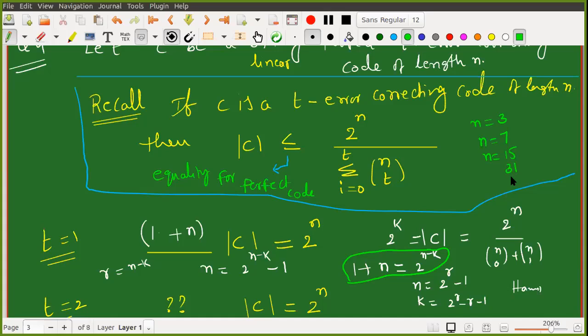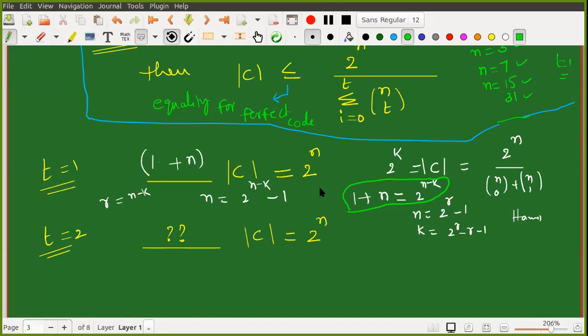Just take 2 power k minus 1, right? So they are exactly these: 1 plus 2 plus 2 square up to 2 power whatever. Okay, fine. See, these are the Hamming codes. So I have perfect codes for these numbers, binary perfect codes, but for the t equal to 1 case.